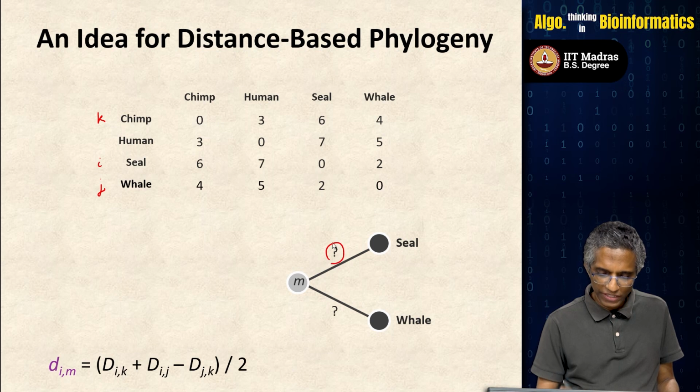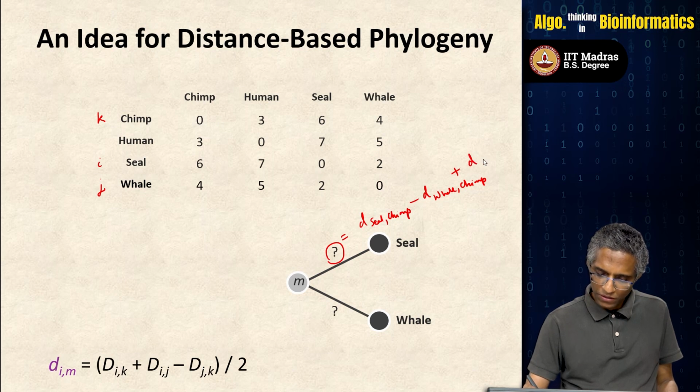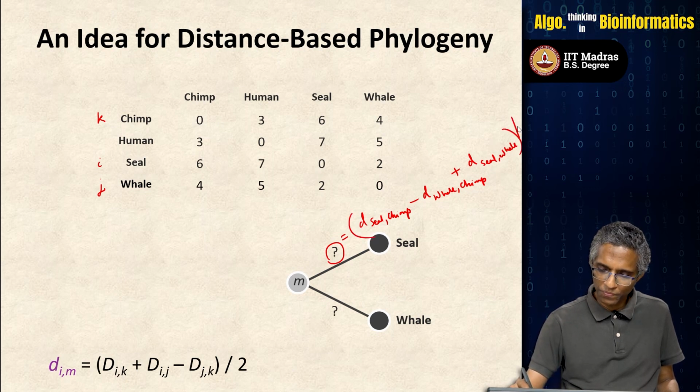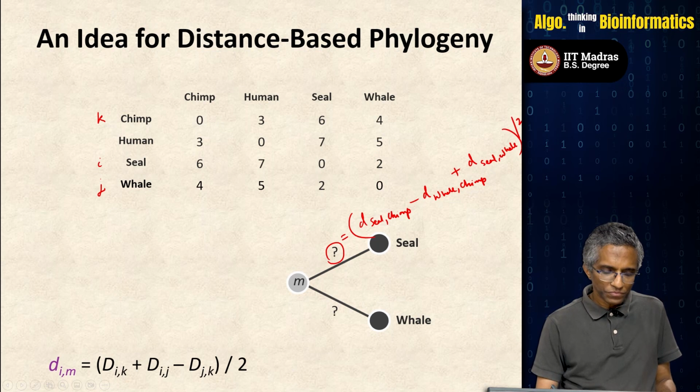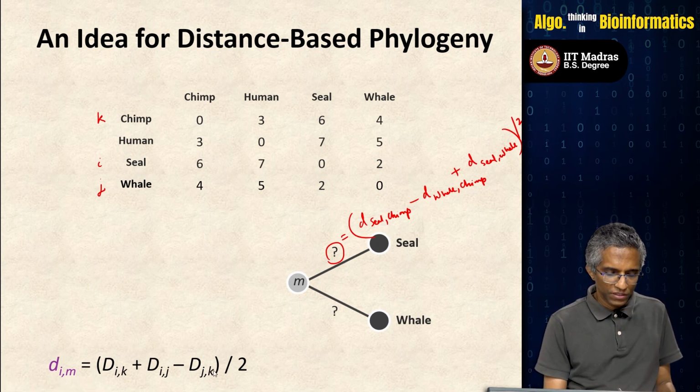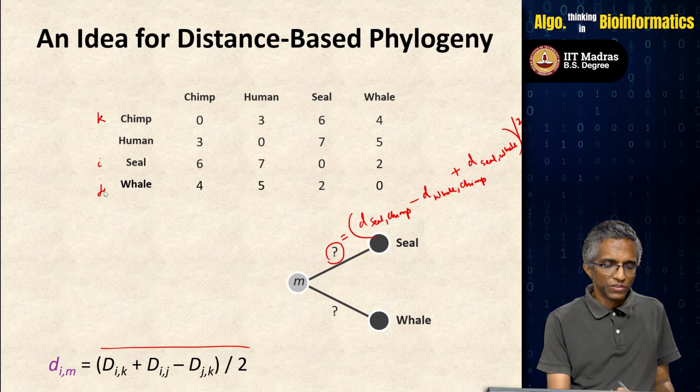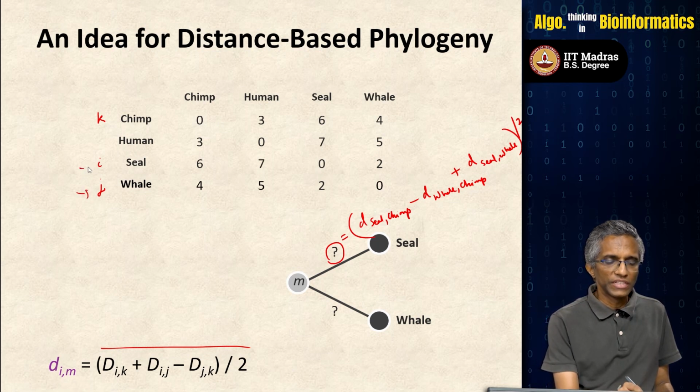minus d whale to chimp plus d seal to whale divided by 2, right. So, exactly writing this formula, but for i, j, k using these i, j, k.